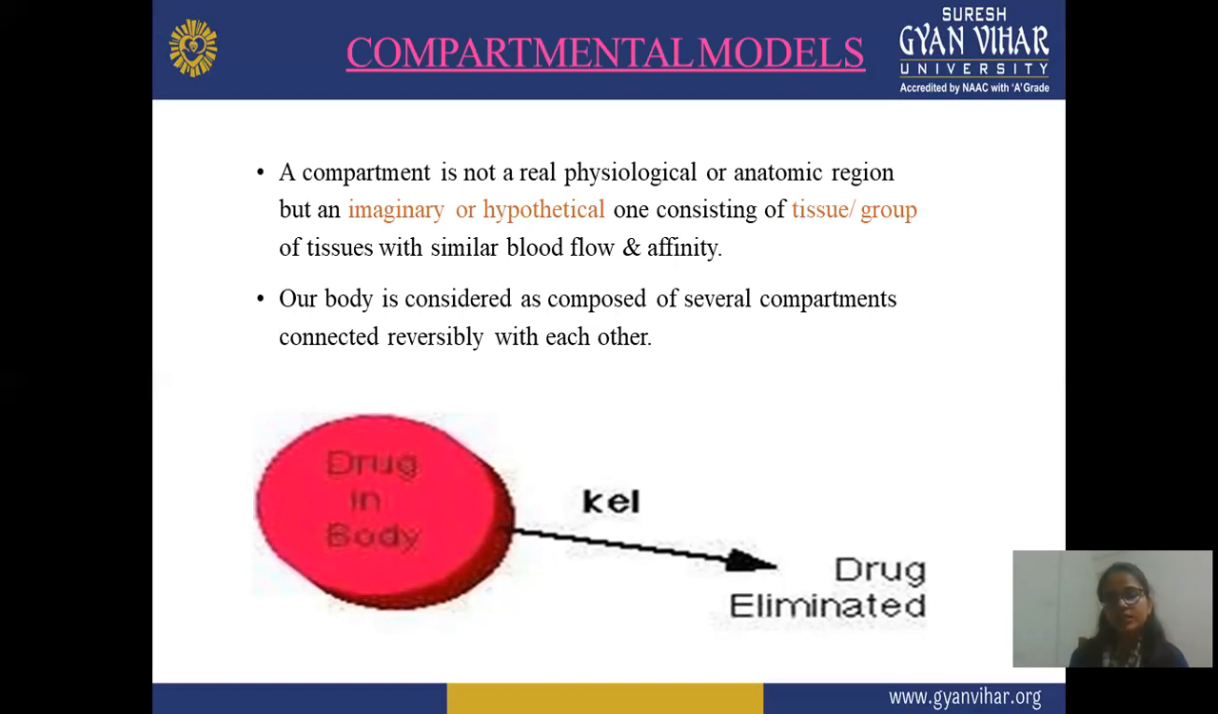And our body is considered as composed of several compartments connected reversibly with each other. So there are different compartments in your body. You should know that kidney, lungs, liver, and so on are interconnected to each other. So according to this interconnection of the different compartments of our body, we consider this compartmental model, with several compartments reversibly connected with each other.